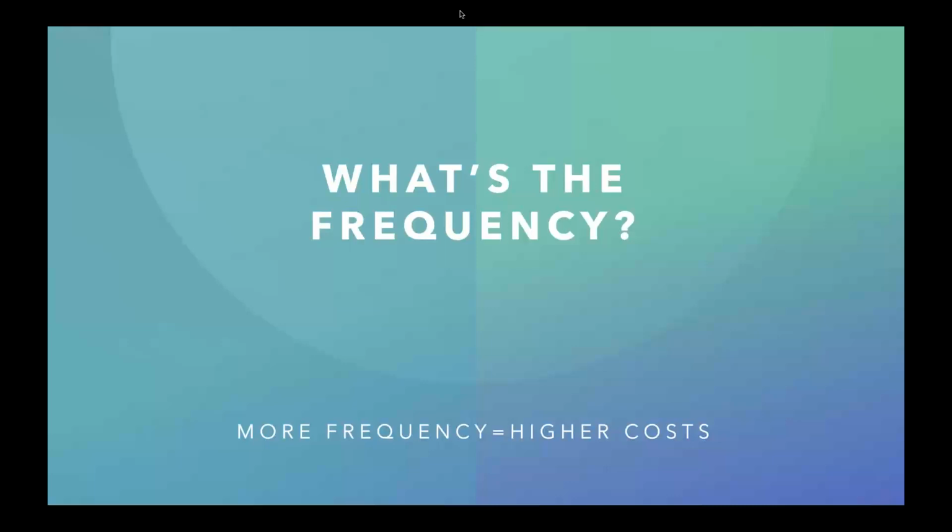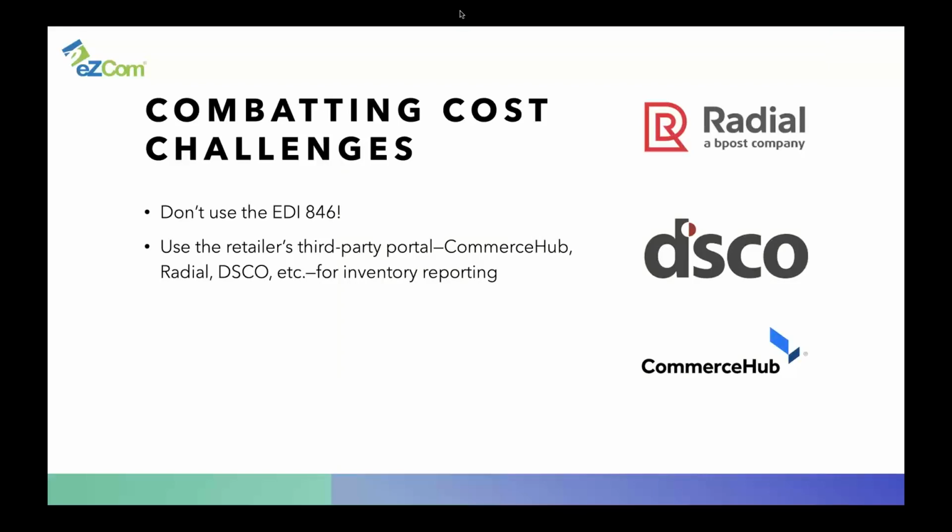So now that I've thoroughly depressed you, let's talk about solutions, specifically solutions to lower and sometimes eliminate the costs associated with inventory reporting. The best way to limit the costs associated with the EDI 846 is to not use it. Now, this may sound pretty radical, so let me explain. Some retail trading partners outsource the actual data processing of orders, ASNs, and invoices to third parties. You've probably heard of some of them. Commerce Hub, Radial, and Disco are common third parties that some retailers use.